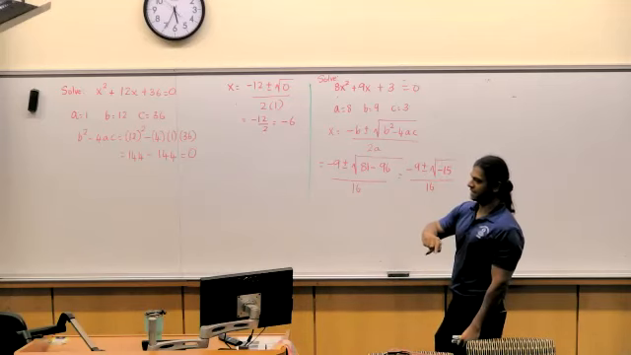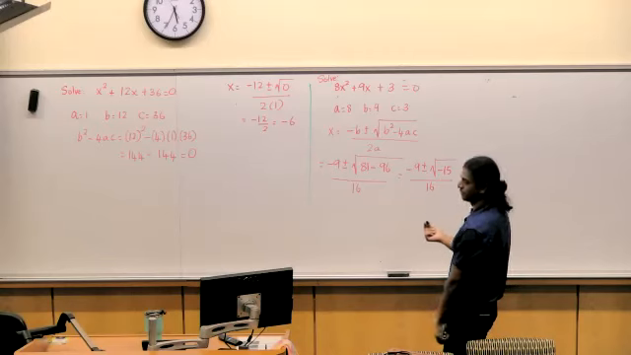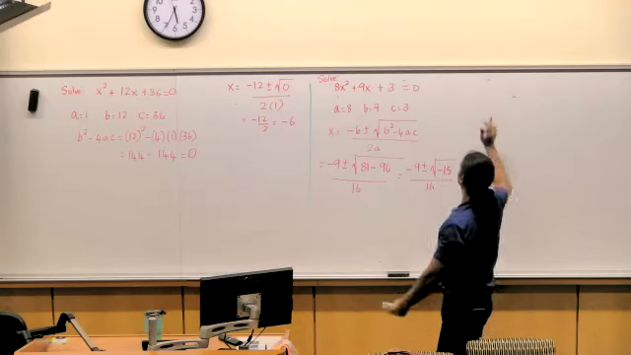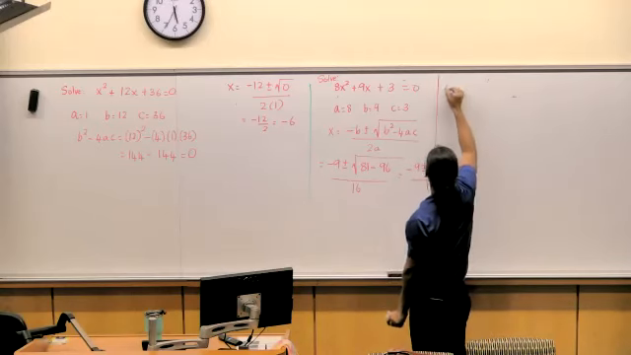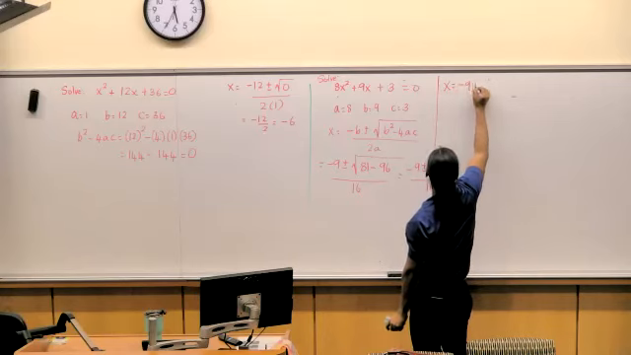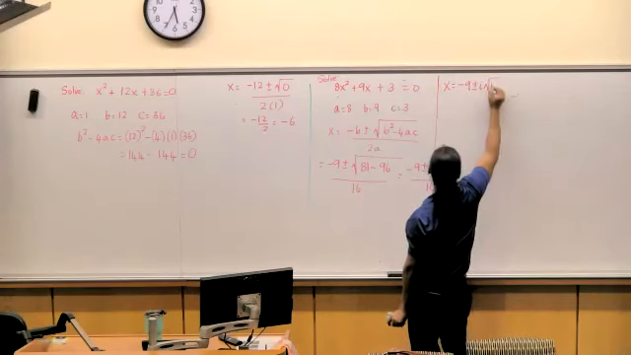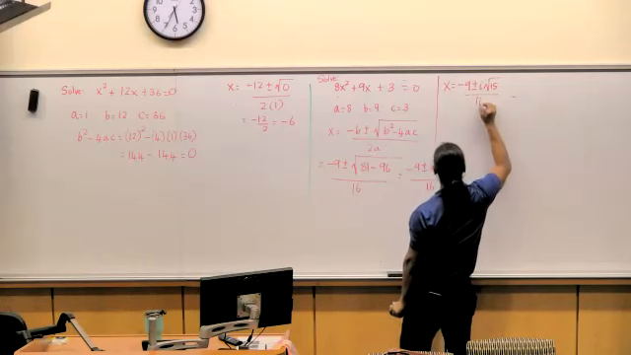I see a negative number. What should I do? i. So x is minus 9 plus or minus i root 15 divided by 16.